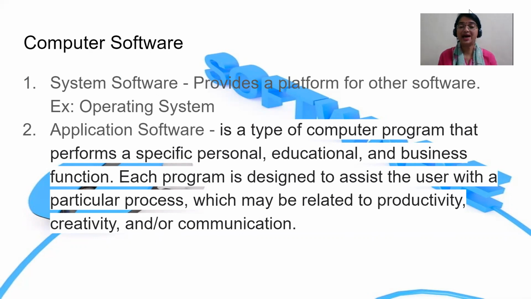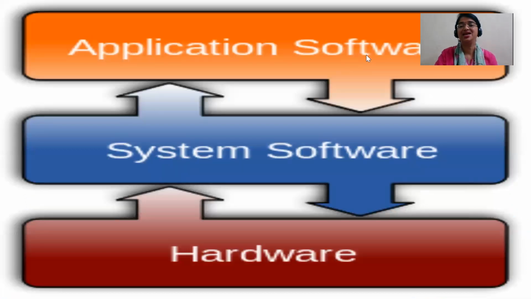Each program in the application software is designed to assist the user with a particular process which may be related to productivity, creativity, or communication. So let us see more about it in the coming slides. And now we shall go and see the slide where we can see the way in which the interaction takes place between the hardware and the software. At the bottommost layer, we have the hardware, that is the devices. And then in the next layer, we have the system software, which acts like an interface between the user and the computer. Above the system layer, we have the application software.